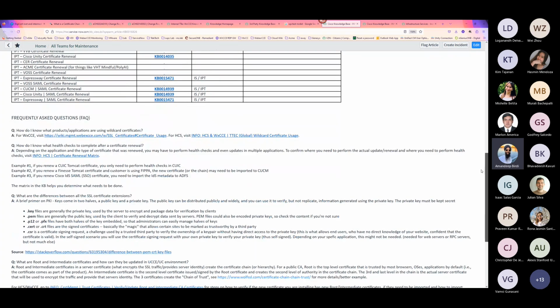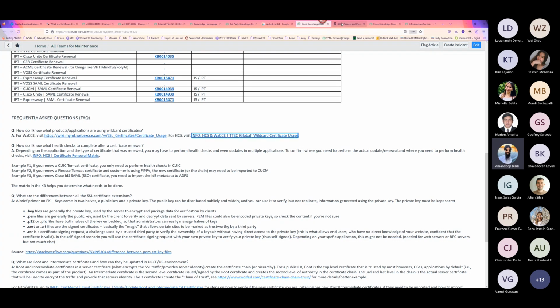I have a little FAQ section at the bottom too, where I try to answer some common questions, and some of the information that's here I've included in the PowerPoint, right? Like how do I know which applications are using wildcard certs? So that's defined here for WXCC.